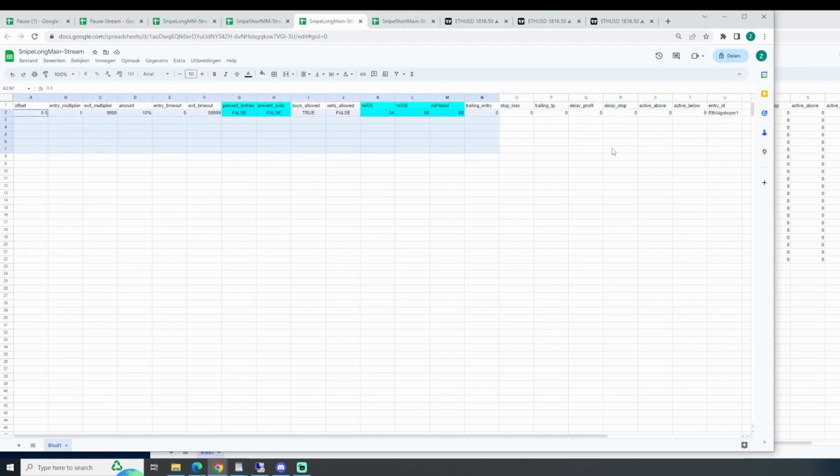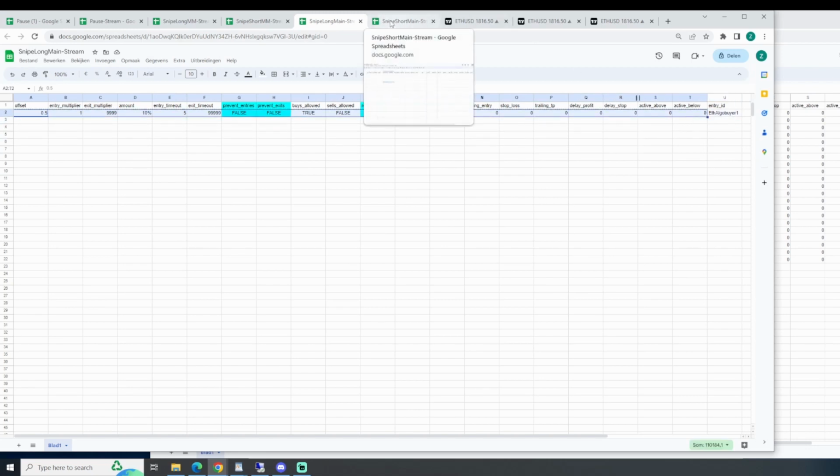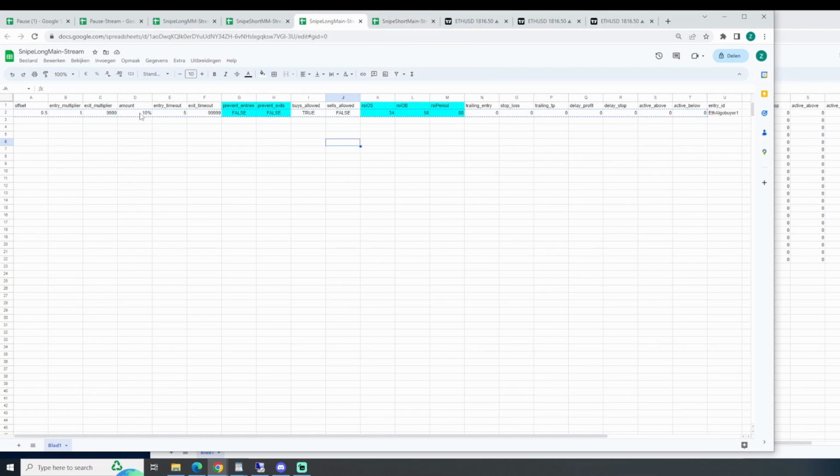We already created a snipe long main, so why not just steal this particular agent? This is how I do it as well. Guys, it's totally fine for you to do it in this way. Use the agents that you've already created, reuse them, and then change whatever you need to change. First of all, we start with a name. It's called ETH-Algo seller 1.